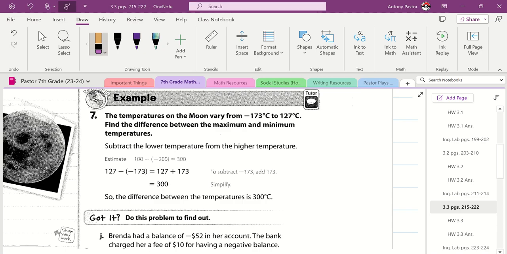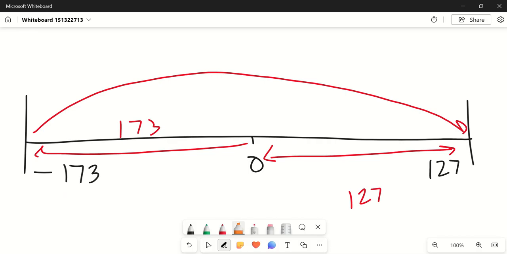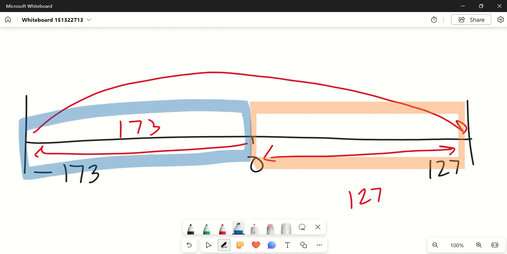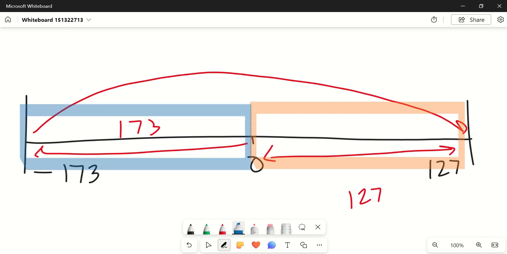And if you notice here, this deals with absolute value. From here to here is 127. That's what we said, from 0 to 127. There are 127 degrees in that. And even though we go negative on this side, there is still 173 degrees here, from 0 down to negative 173. They want us to find the difference, quote unquote, so that is the answer to a subtraction problem. If this were absolute value, we just do the absolute value of 173 plus absolute value of 127, written as such.